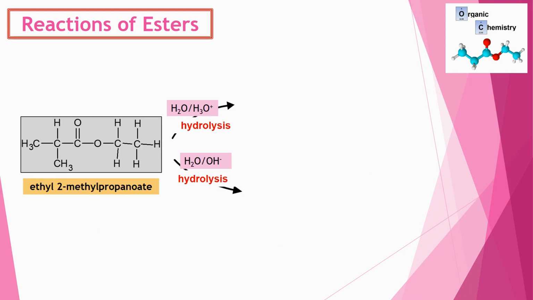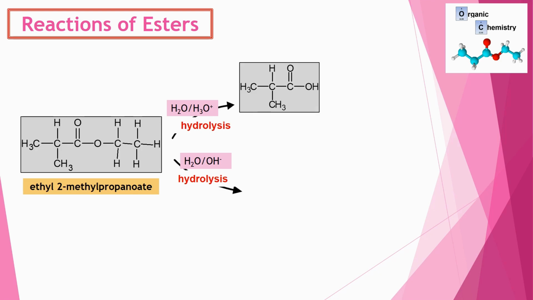Okay, so let's see if we can remember what I've just said in the last slide. If we have an ester and we carry out hydrolysis, can you stop the video now and see if you can draw and name the products from acid hydrolysis and the products from base hydrolysis? Remembering, acid produces the acid, base produces the carboxylate ion.